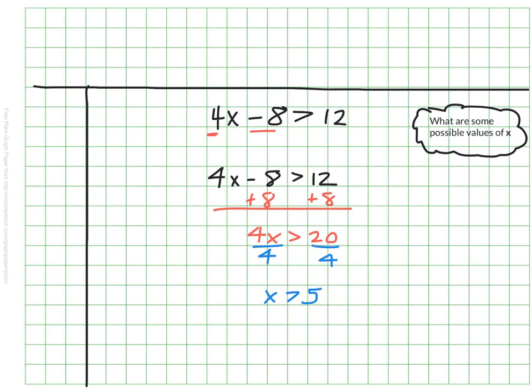So I added 8 to 12, then I divided by 4, and I found that x is greater than 5. This means that the value of x isn't actually 5. It means that any value of x that is greater than 5 will satisfy, or make, the inequality true. And I always like to check my answer, so I'm going to pick a number that's bigger than 5. Let's go with 6, and I'm going to substitute it and check my work.